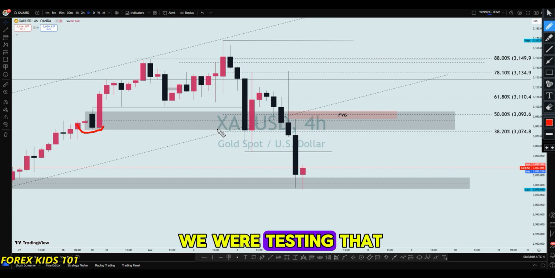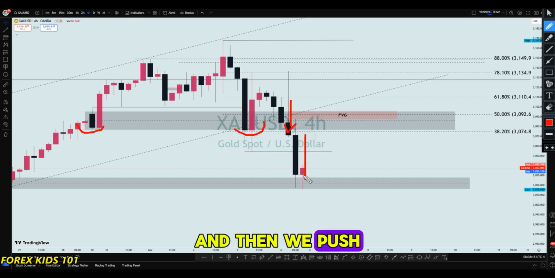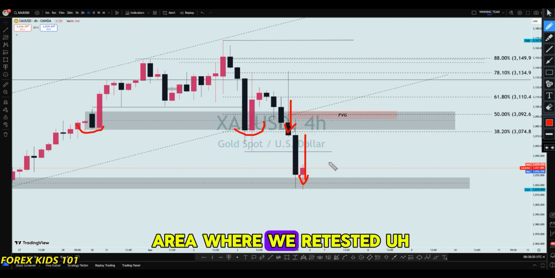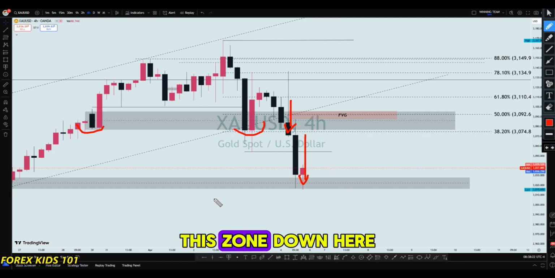As you can see, we were testing that area. Even though we broke here, we failed to close below this area. We ended up pushing back inside on the market until we finally came down here and have a proper break, and then we push even lower to this area where we retested this zone down here.